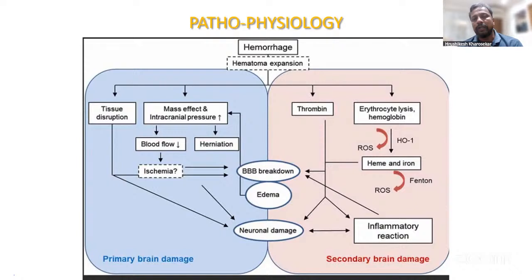The secondary brain damage is because of the release of products like thrombin and erythrocyte lysis and hemoglobin, which deteriorates into heme and iron, and this leads to an inflammatory reaction, again leading to BBB breakdown, edema, and neuronal damage.